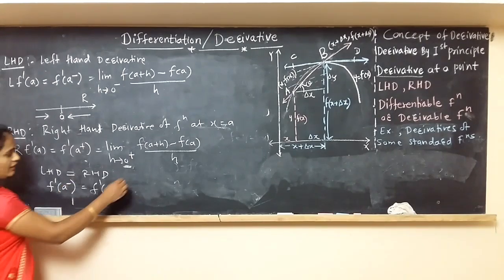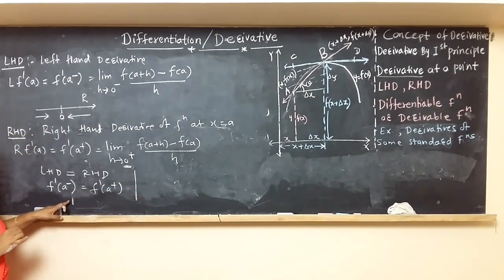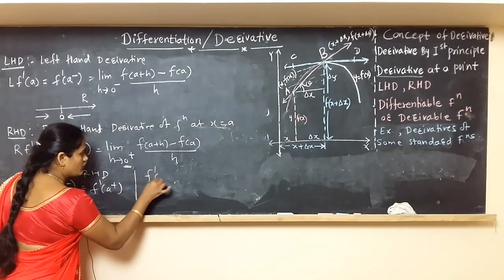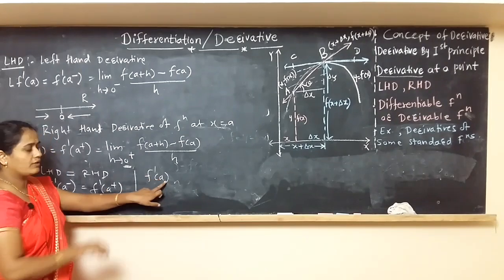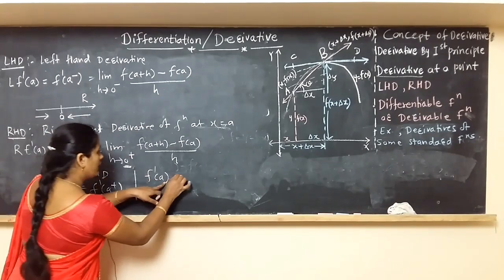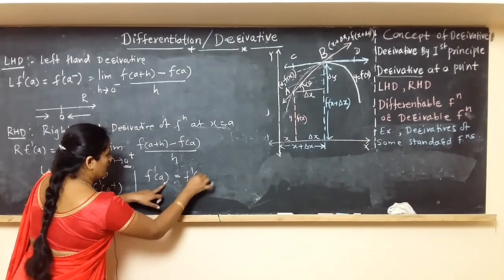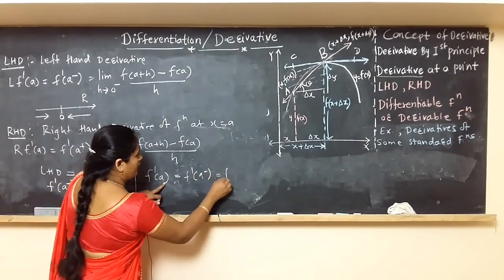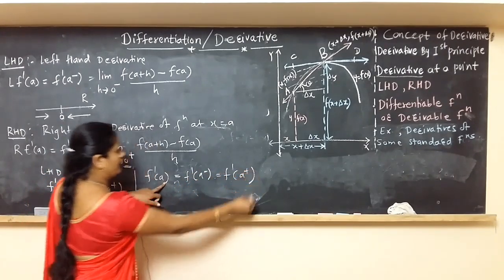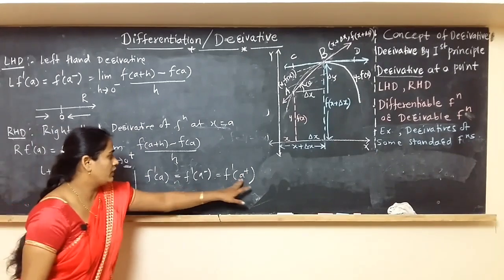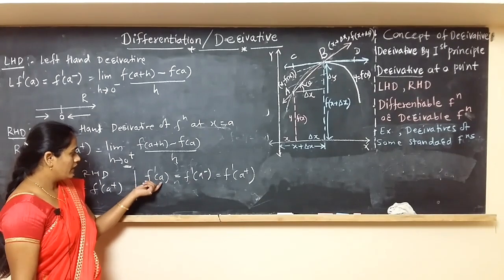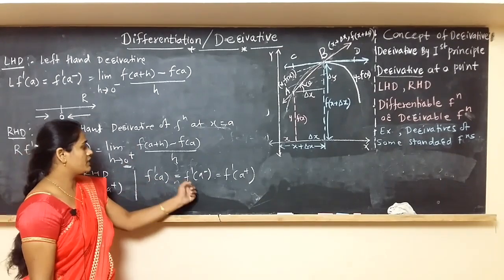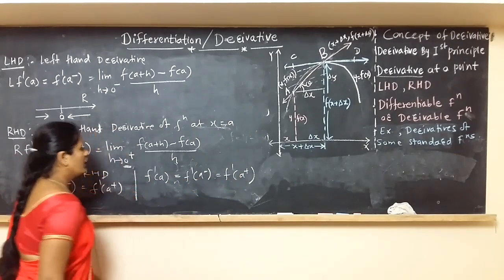And how can we write the value of the derivative? That is f dash of that point a, x is equal to a, that is the derivative of the function at x is equal to a. It is exactly equal to the left hand derivative and right hand derivative. If both are equal, the function is differentiable and its value we write simply as f dash of a, and it becomes exactly equal to both the values.